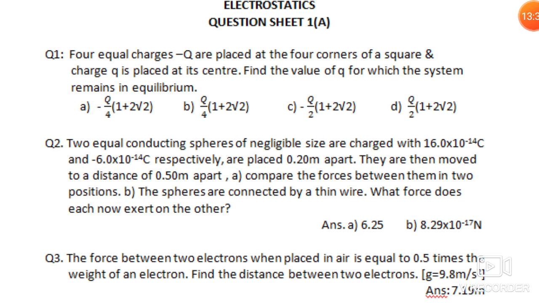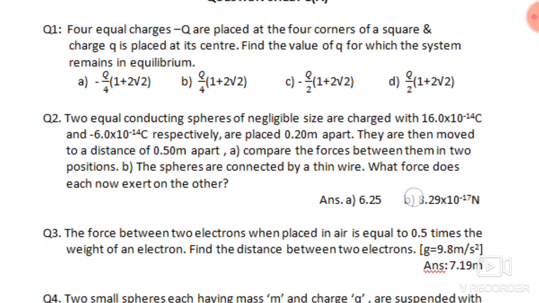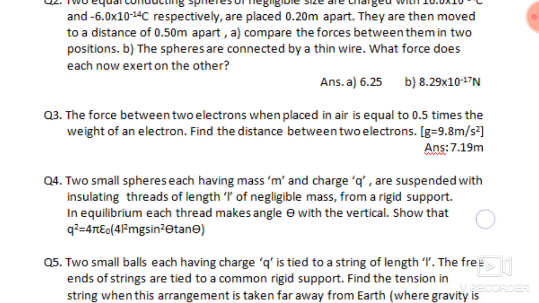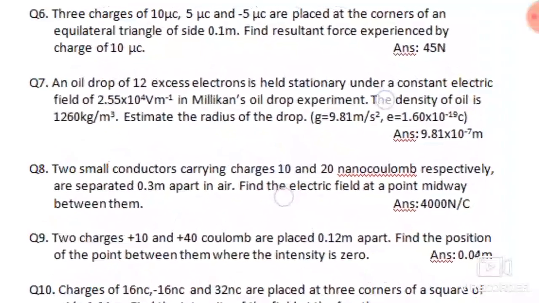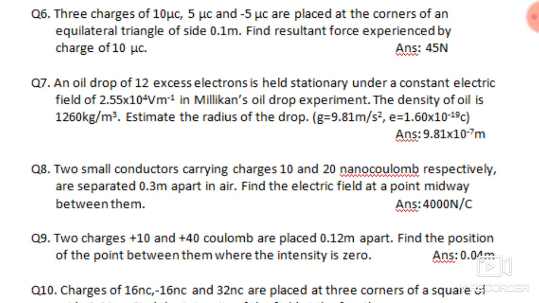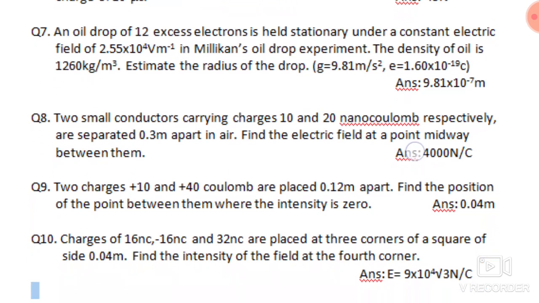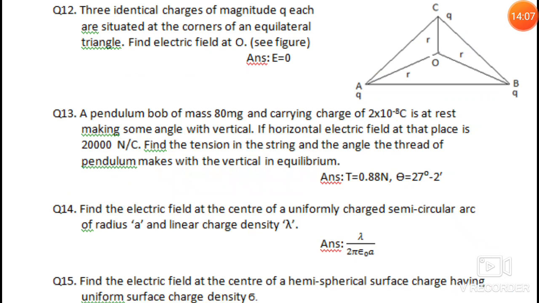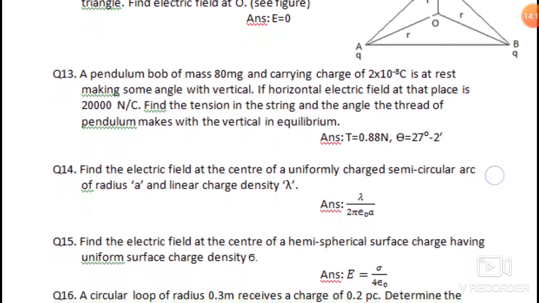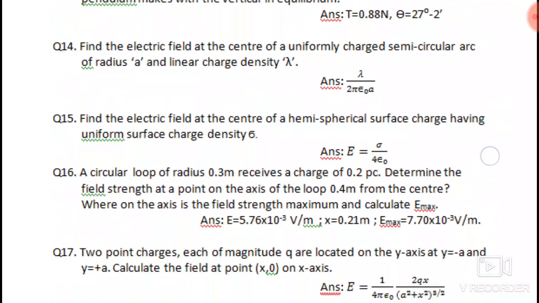Now let us give you the question sheet of electrostatics. Here are the questions: question number 1, 2, 3, 4, 5, question number 6. The answers are also given there. You can solve them and check the answers. Your concept will be cleared. The more sums you do, the clearer your concept will be. Then 7, 8, 9, 10, 11, and this is question number 12, 13, 14, 15, 16, and last 17.